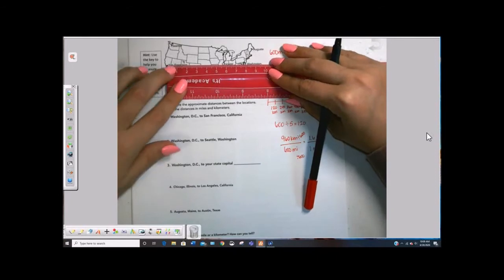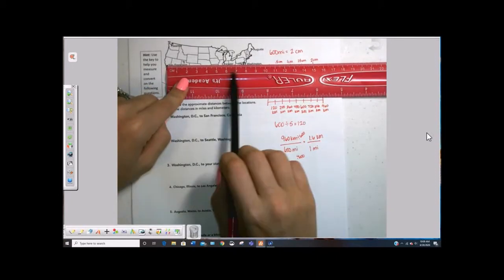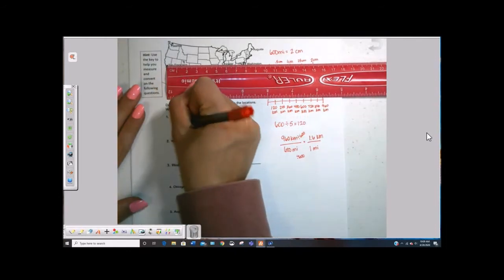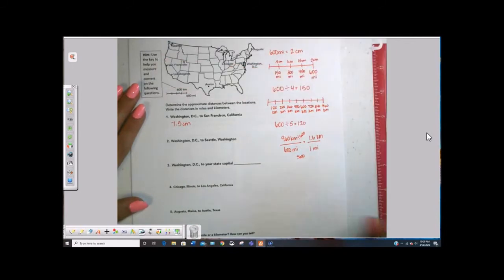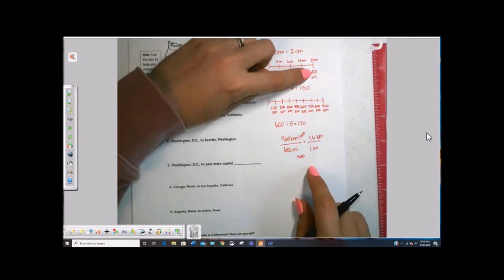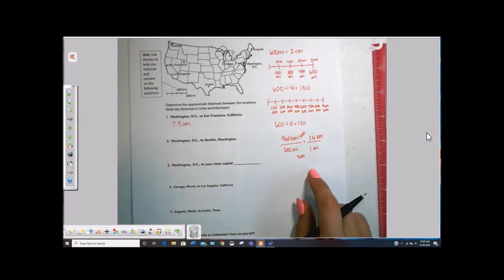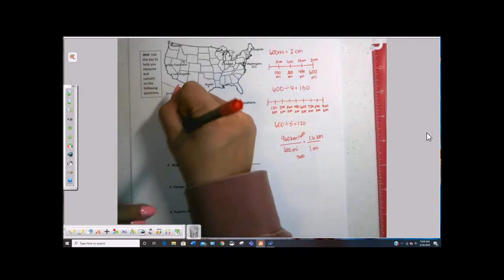So our first question is Washington, D.C. to San Francisco. So you're just going to measure, and these can be more estimated than accurate. So it's about 7.5 centimeters. So we know that 2 centimeters is 600 miles. So you're basically just cutting that in half.